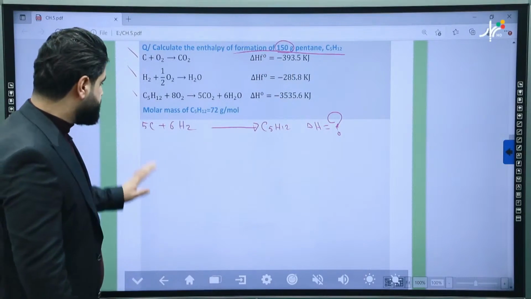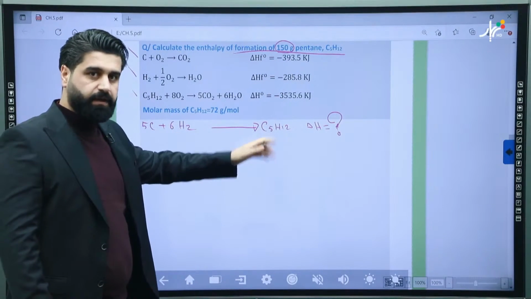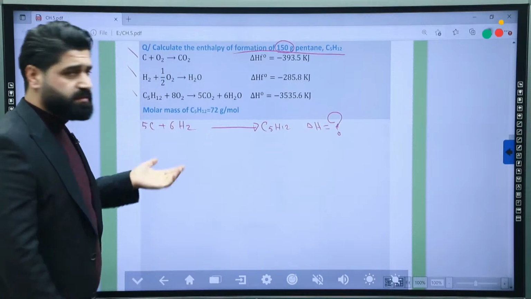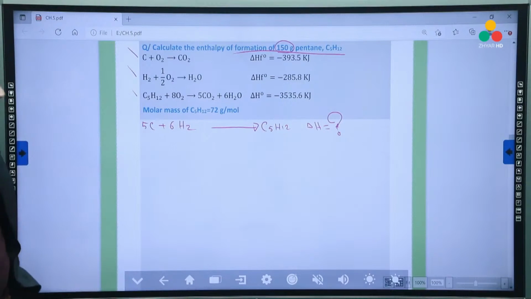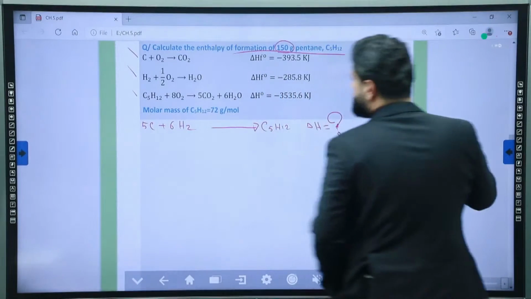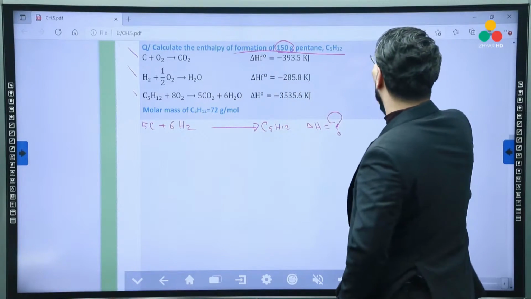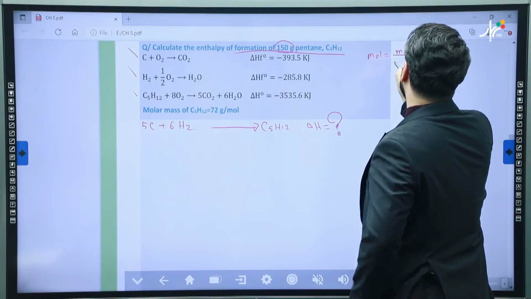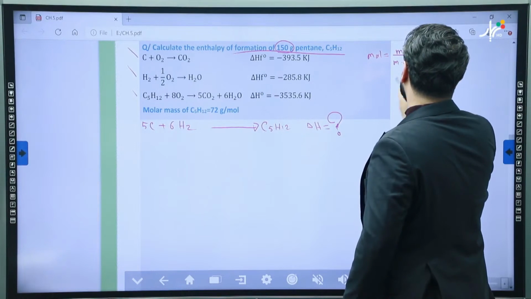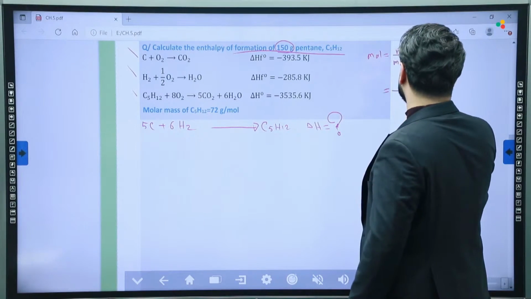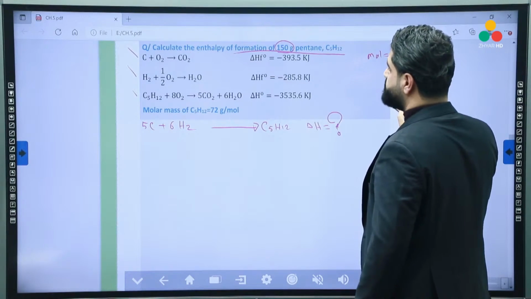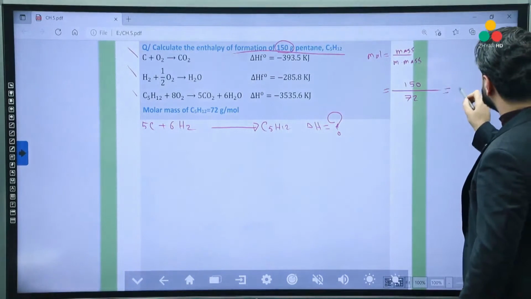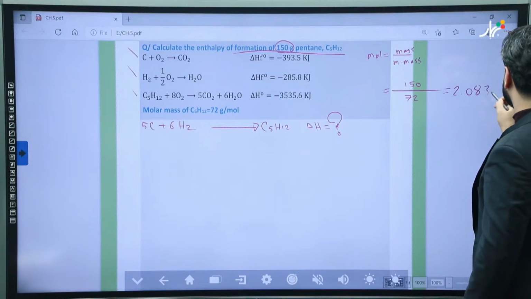But look, first step, you have to calculate for 1 mole. Then for however many moles, multiply by this number. But look, this is in grams. It's very simple. If we have grams, first step, convert grams into moles, right? Mole equals mass over molar mass, equals 150 divided by 72, right? Equals 2.083 moles.